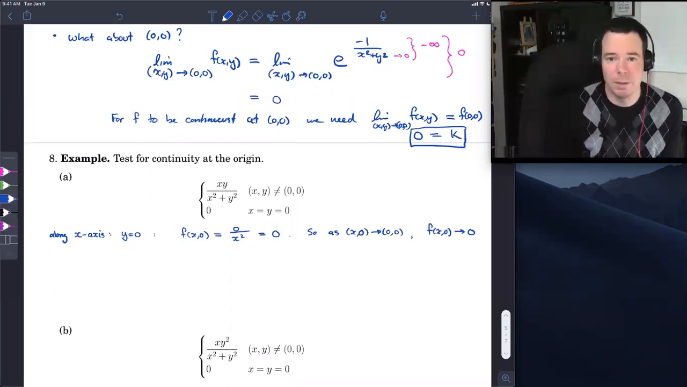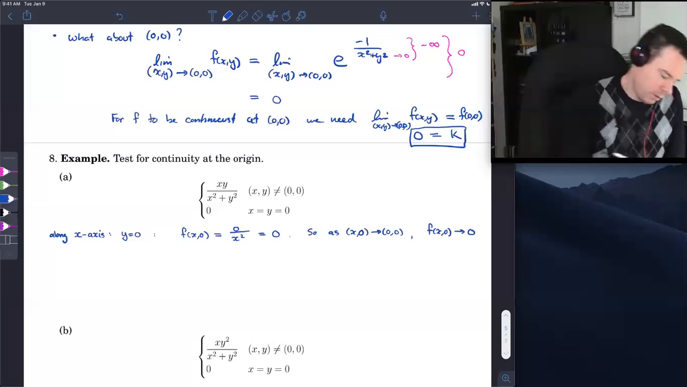Maybe 0 is the limit. Maybe we should try to think about proving 0 is the limit. Or maybe not. Maybe 0 isn't the limit, and if I come along a different direction, I'm going to get a different answer.